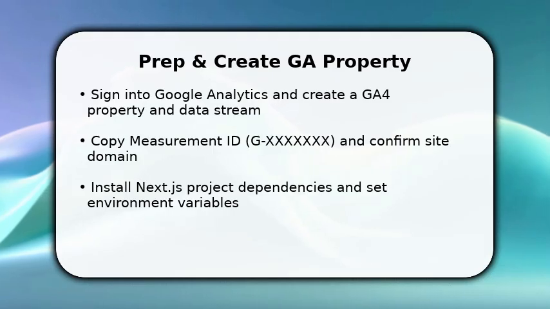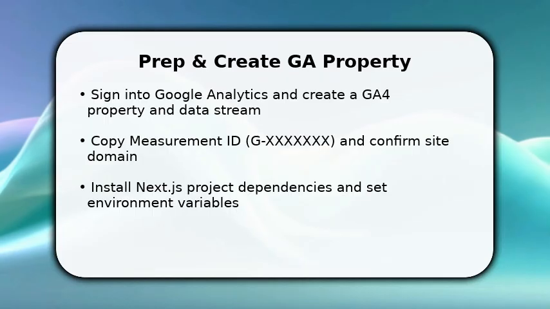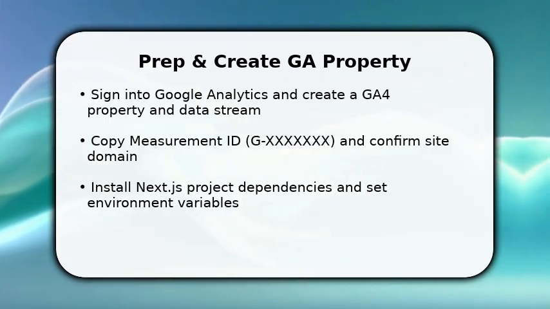Enjoy the video. You'll start by creating a GA4 property and data stream so you have a measurement ID. Once done, copy the G code into a secure environment variable like NEXT_PUBLIC_GA_ID.